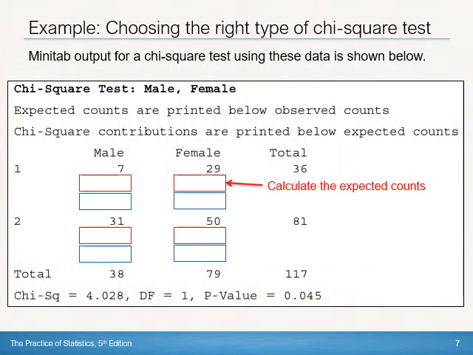This is a Minitab printout of the example we were just talking about in the last slide. I'd like you to calculate your expected values. Pause the video, calculate those, and then restart the video and I'll reveal the answer.